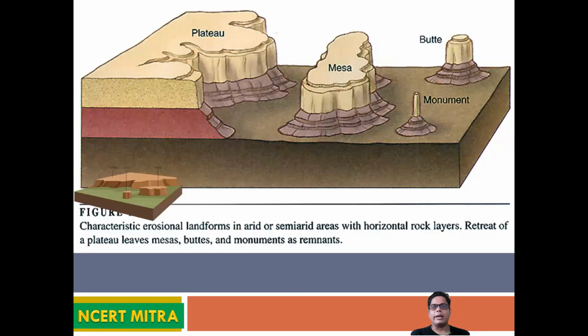Then we come to the mesa and butte. Suddenly there is a plateau area and erosion is going on. Sometimes this plateau area is separated from another area, and that is called the mesa. It is a characteristic erosional landform of arid and semi-arid areas, in horizontal layers. When the mesa stands as a smaller remnant, it is called the butte, and when only a pillar of the butte remains, it is called a monument. So these are features easily found in the desert area.